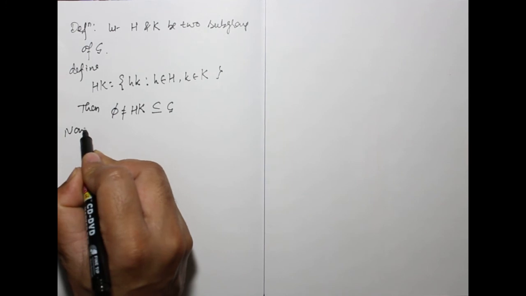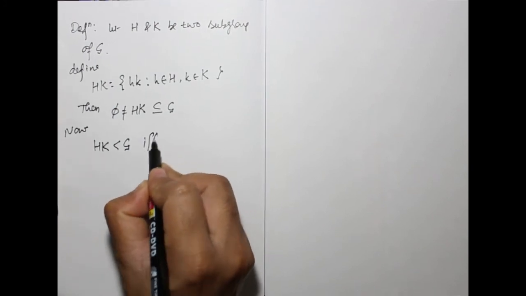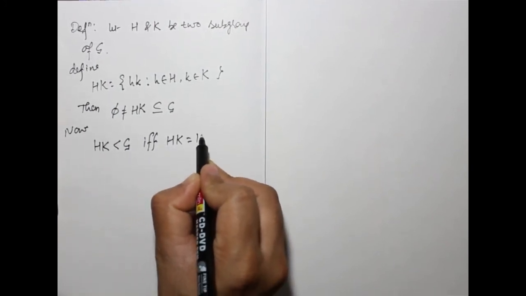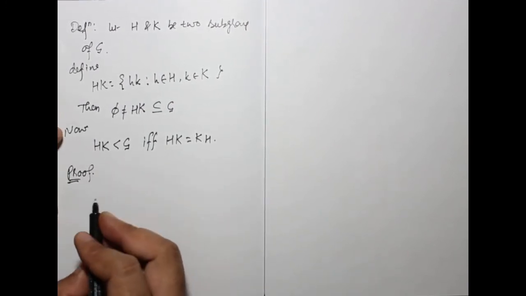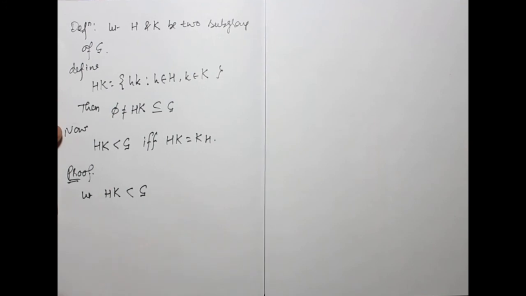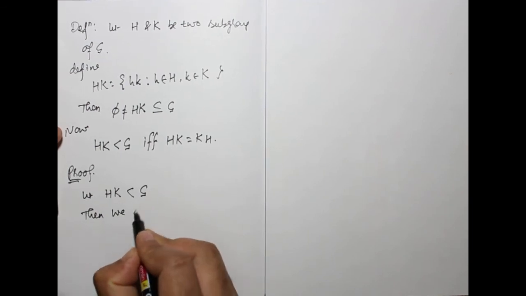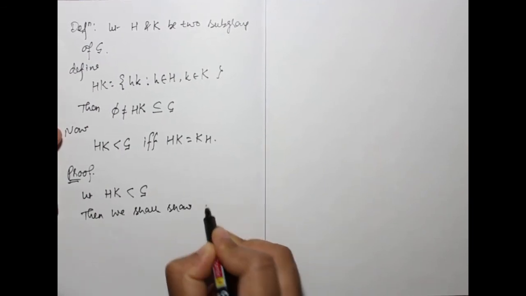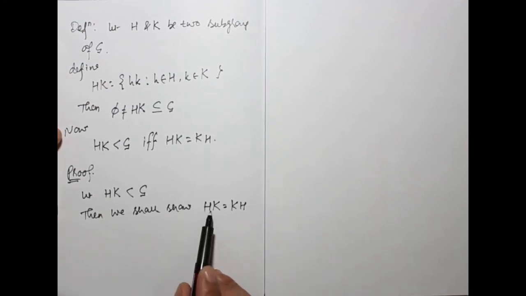Now, HK is a subgroup of G if and only if HK equals KH. We will prove this. Let HK be the subgroup of G. This is the notation of subgroup. Then we shall show HK equals KH. That is, first we show HK is a subset of KH, then we show KH is a subset of HK.